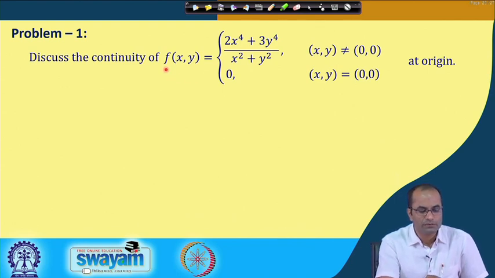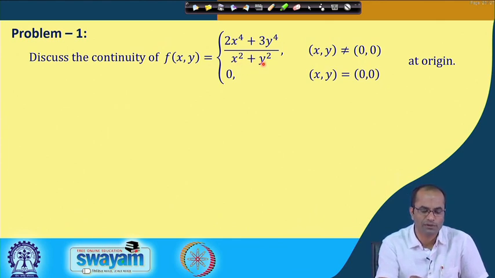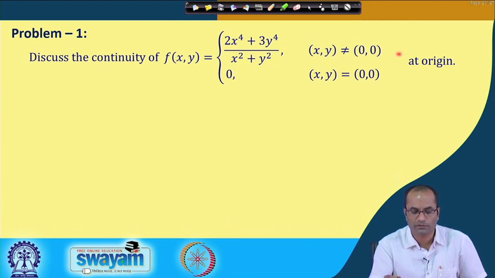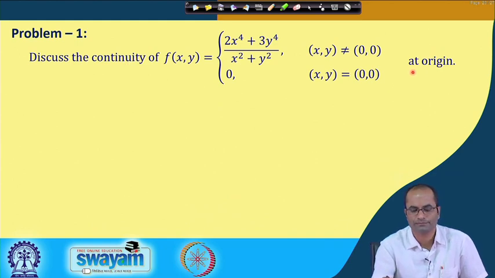Discuss the continuity of the function f(x, y) equals (2x^4 + 3y^4) divided by (x^2 + y^2), defined when (x, y) is not equal to (0, 0), and the value of this function is 0 when (x, y) equals (0, 0). We will discuss the continuity of this function at the origin.